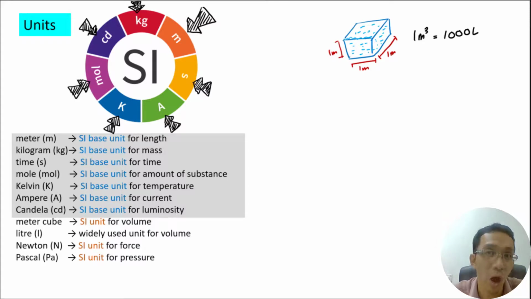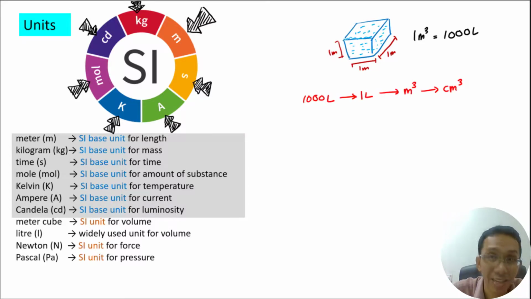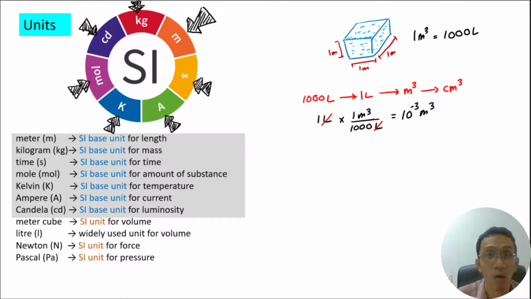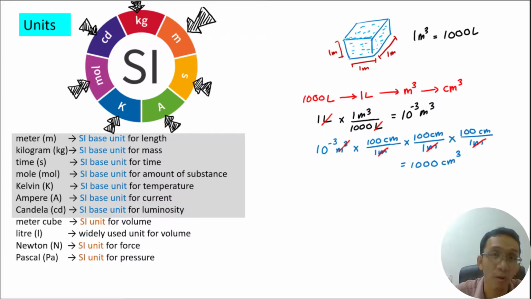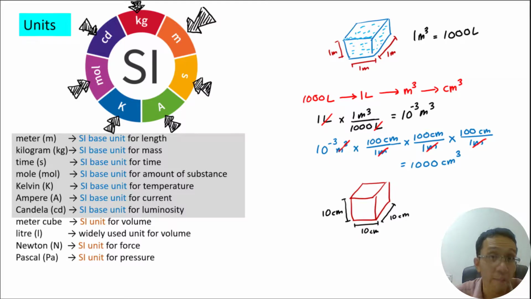If you want to know how big a cube container in centimeter dimension can hold 1 liter of water, first you convert 1000 liter to 1 liter, then to meter cube, then to centimeter cube. 1 liter is equivalent to 10 to the power of negative 3 meter cube, and 10 to the power of negative 3 meter cube is equivalent to 1000 centimeter cube. For a cube, each side is of equal length, and by taking a cube root, a container will possess a dimension of 10 cm by 10 cm by 10 cm in order to contain 1 liter of water.